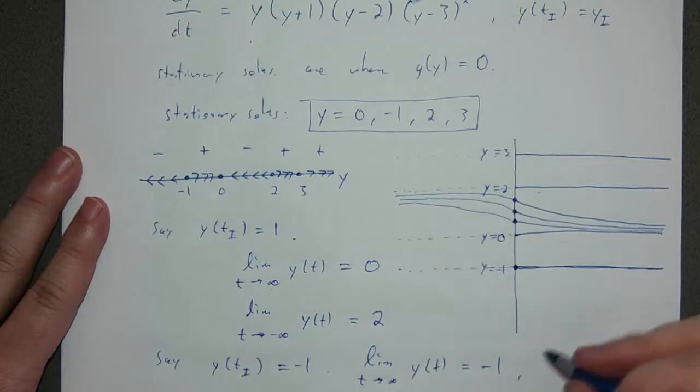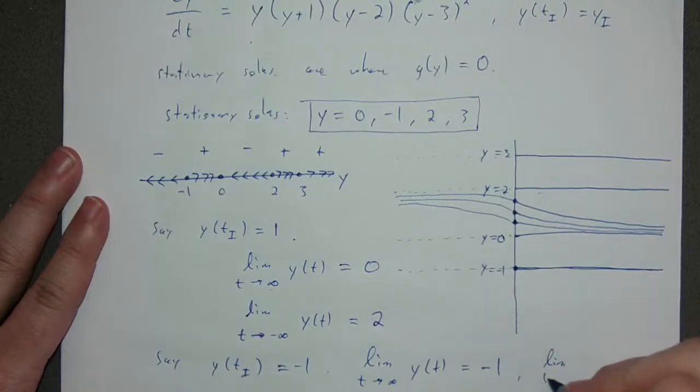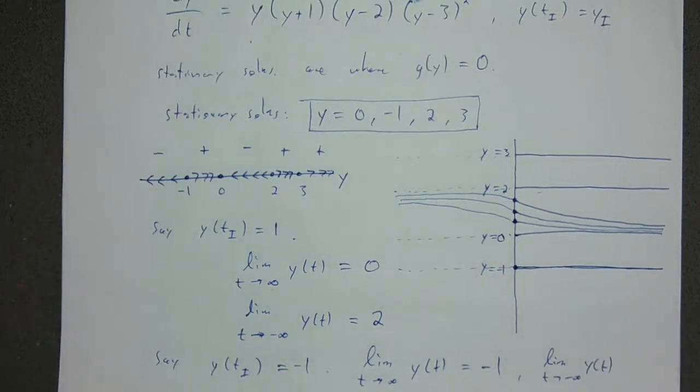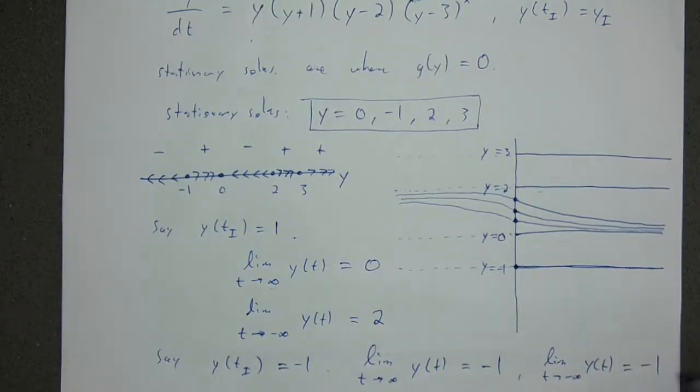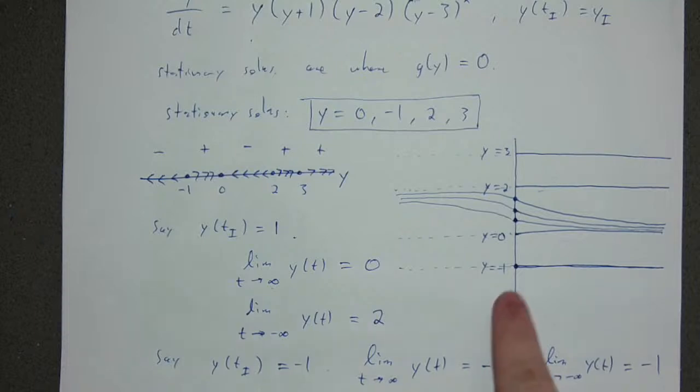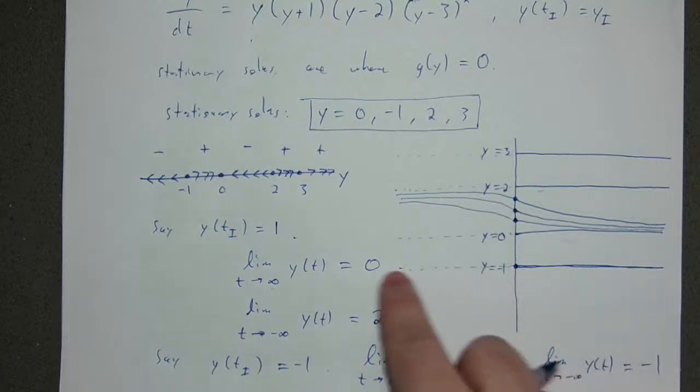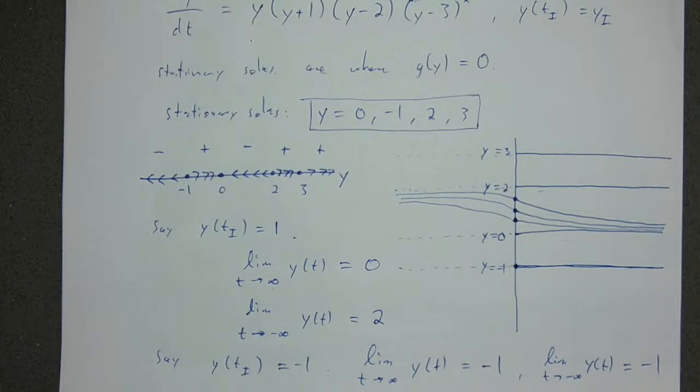Also, might as well write it out just for completion's sake. What's the limit as t goes to minus infinity of y? Well, it's also minus 1. From the same picture, if I'm here, I stay here, going in the other direction just as well. All right, so that indicates how the end behavior is affected by this portrait.